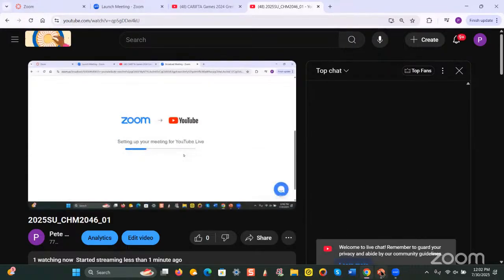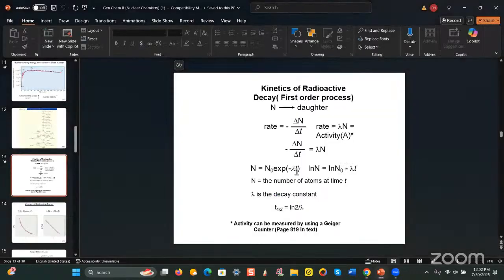So we're going to talk about the kinetics of radioactive decay, all right? And what we're talking about when we talk about decay is basically starting off with a radioactive nucleus, and it emits some particle. Could be an alpha particle, could be a beta or gamma rays, or whatever, all right?